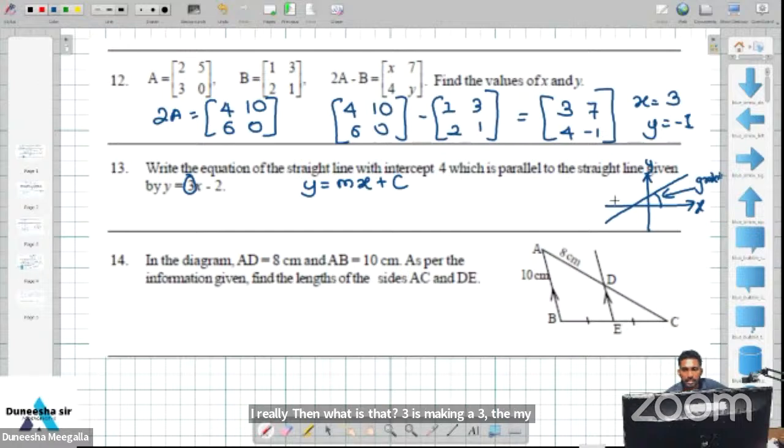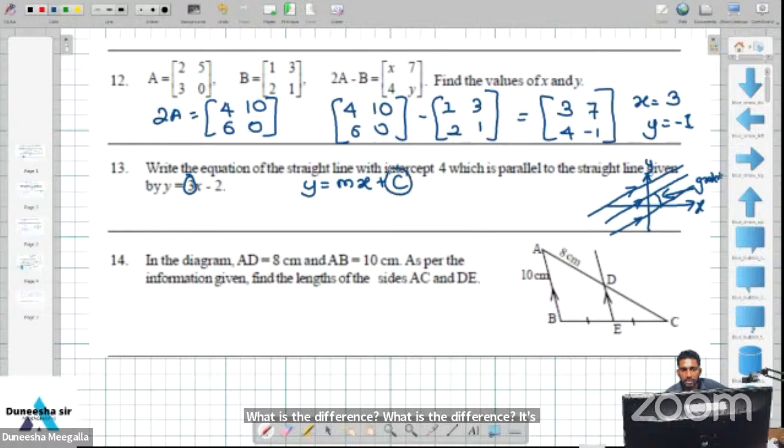Now what happens to the gradients if lines are parallel? Every gradient is equal. These lines are parallel to each other. What is the difference? It's the intercept.